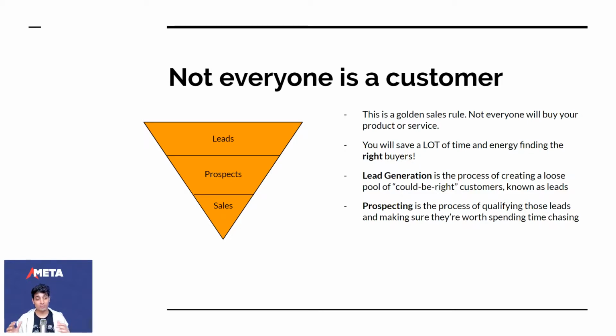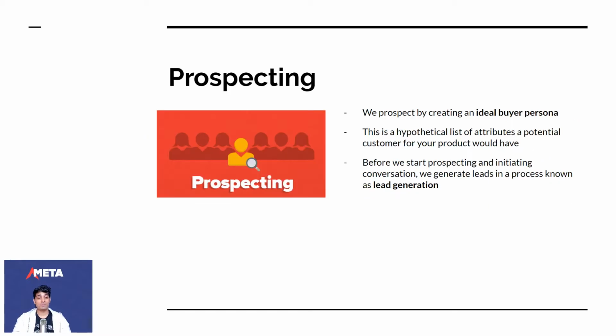Lead generation is the process of creating a loose pool of could-be customers, and they're known as leads, right? These people could be customers. Prospecting is the process of qualifying those leads and making sure they're worth spending time chasing. And as you can see in this nice little pyramid on the left, first you have leads, then you qualify those leads, those are called your prospects, and then you make sales, right? That's how everybody's funnel looks, and this is called a funnel.